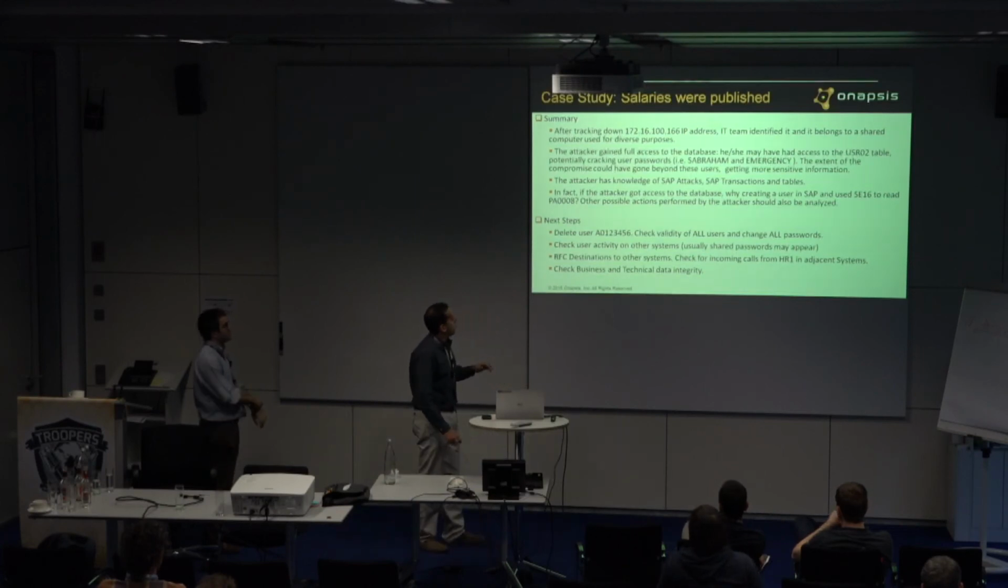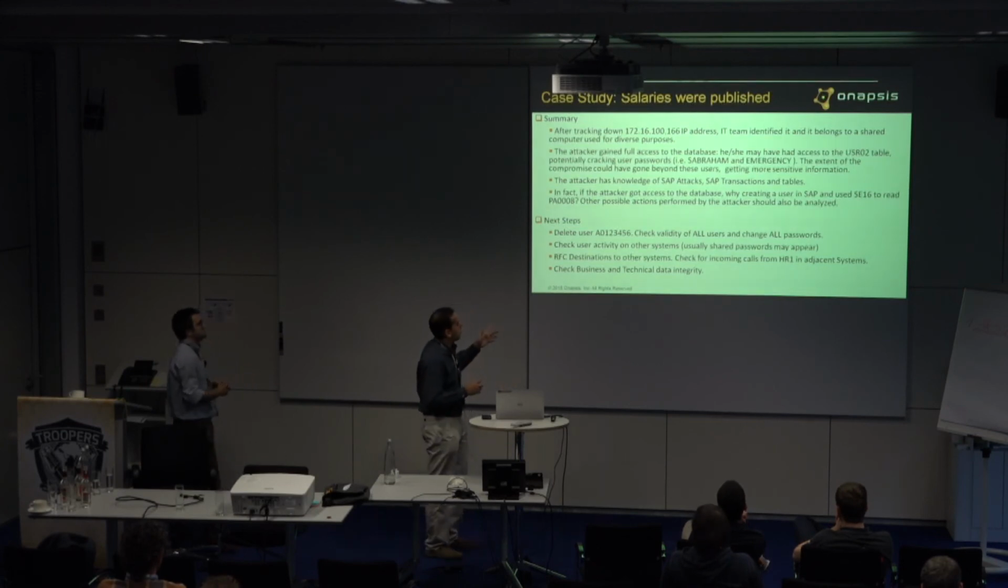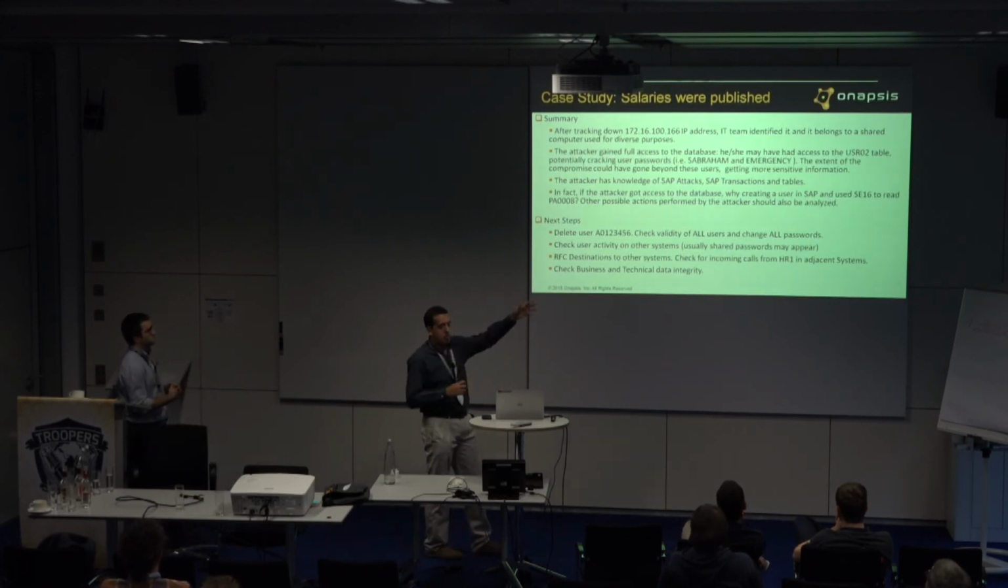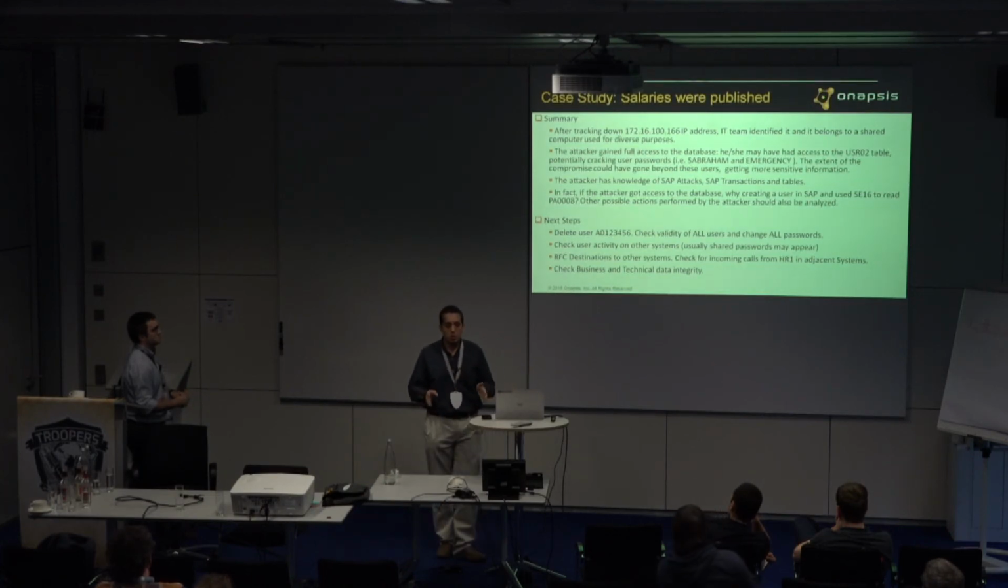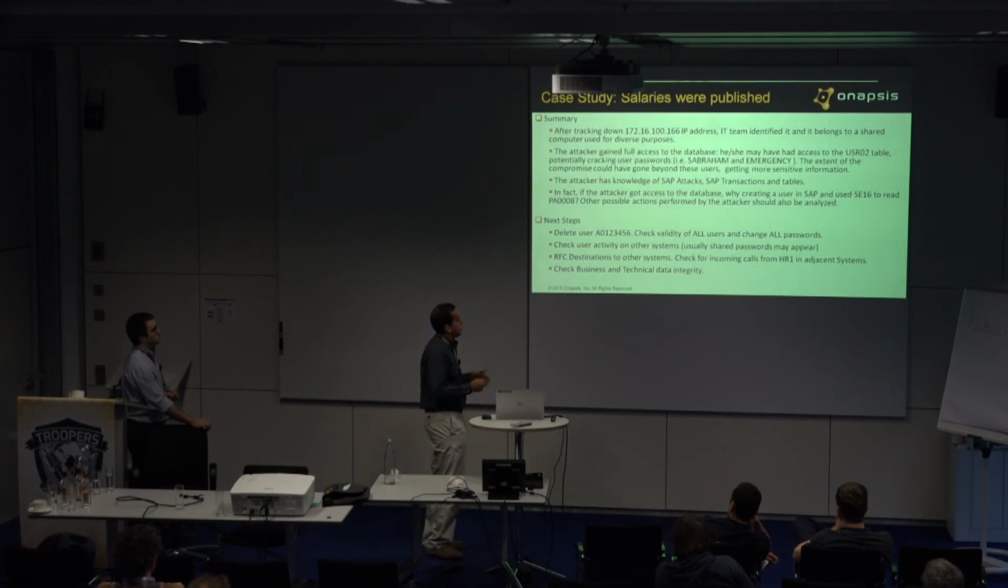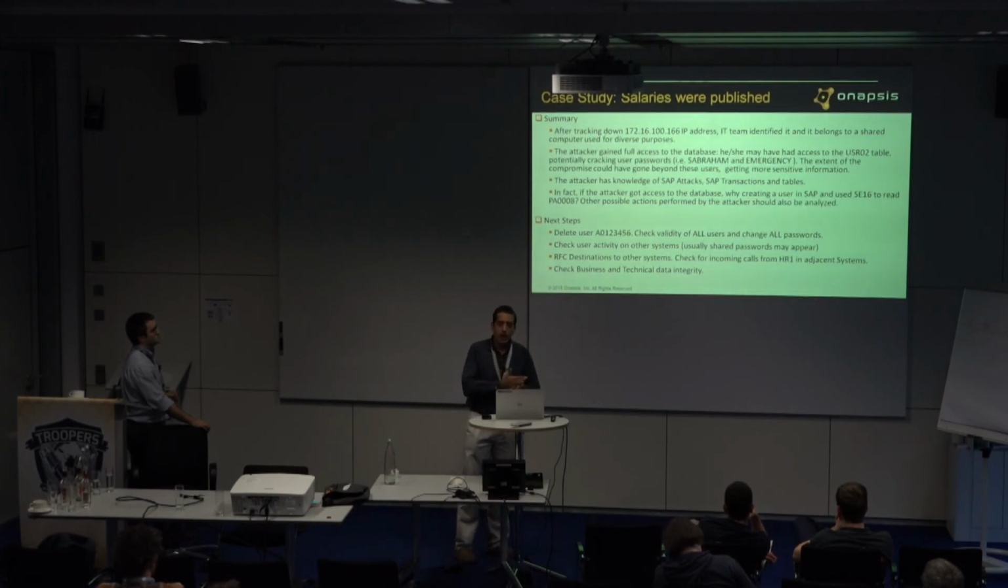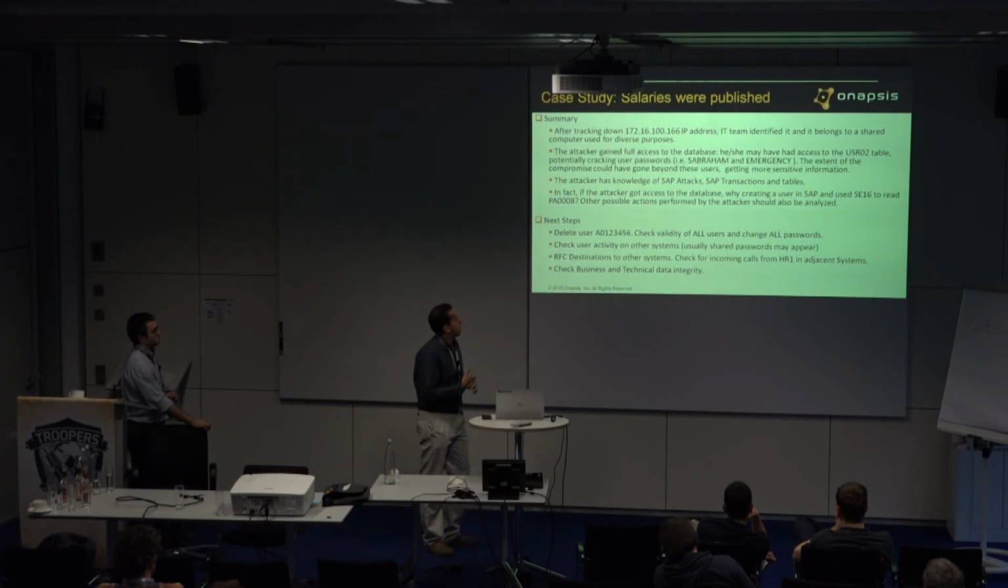So at the end, we have some conclusions and some questions. We asked the IT team about this IP address, and it turns out that this IP address belongs to a computer which is used by several persons. So we cannot relate this computer to one person. So it turns out more difficult. We can also determine that the attacker had knowledge about attacks on SAP. What else?